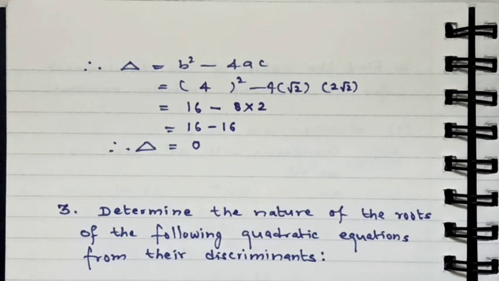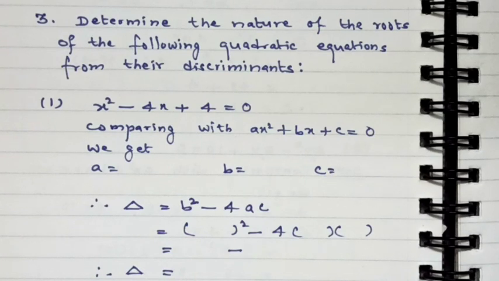Can you recall what will be the nature of the roots? Roots will be real and equal because delta is equal to 0. Now, based on this, question number 3 is like this. Find the nature of the roots of the given following quadratic equations from their discriminants. Question number 1, x square minus 4x plus 4 is equal to 0.